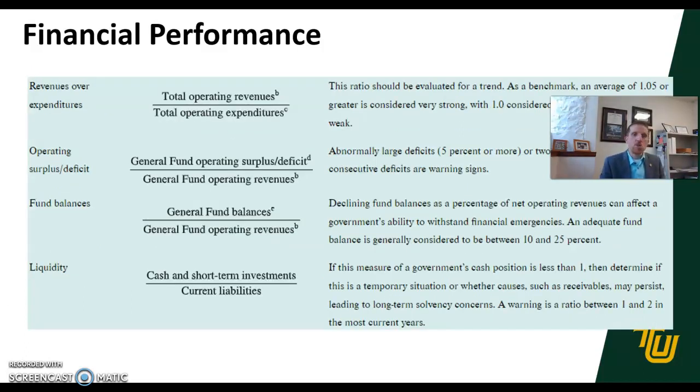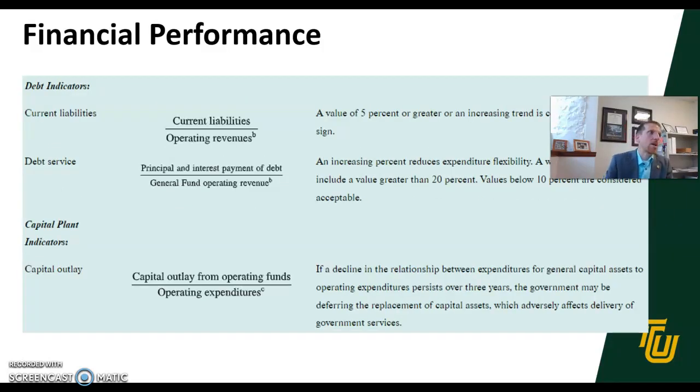Revenues over expenditures, fund balances, liquidity. So a lot of the things that we're concerned with are still the case and areas for concern within government bodies. Okay. Current liabilities, debt service. Again, even though we're a government, right? We can't overextend ourselves through debt and borrowing, right? We still have to be fiscally responsible, because we owe that to our citizens, the folks living within our jurisdiction, if you will.